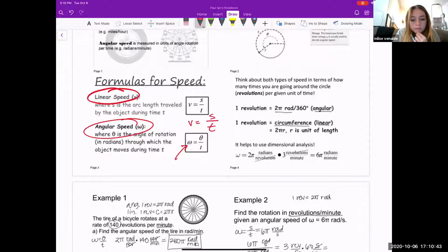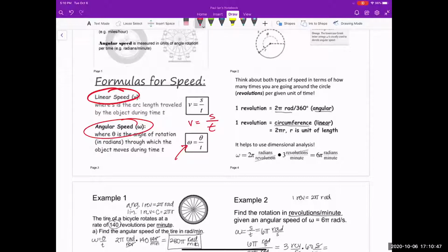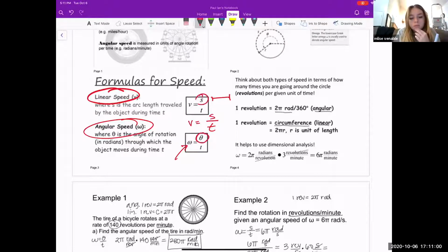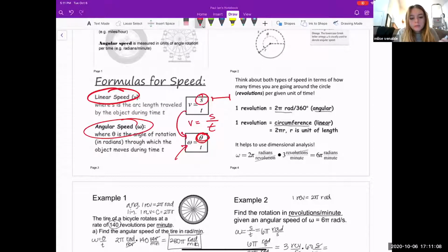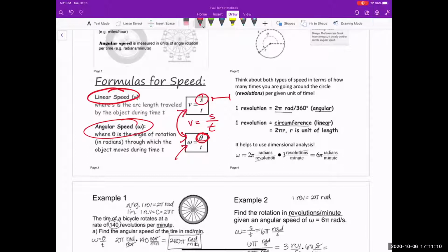And then for angular speed, it's not linear, so it's not a distance length. What you need to do is apply the angle. So the only thing that changes here is the distance. It's not a distance now. It's a distance around something, which is an angle or rotation. So these two are very much the same. The only difference is the top, right?